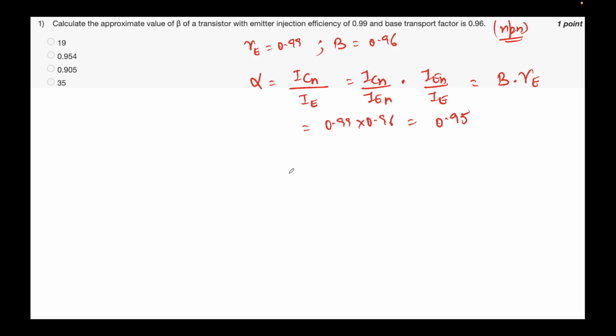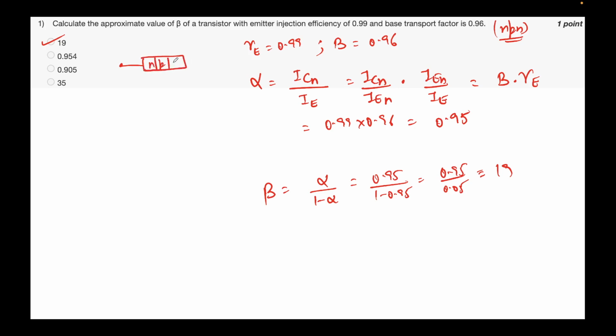There is another term called beta, which is defined as alpha over 1 minus alpha. I'll explain what these terms physically mean, but let me just complete this because when I have numbers, it's easier to explain. So 0.95 over 0.05 should be 19. The value of beta is 19. It's fairly simple to understand. Let me draw this BJT now.